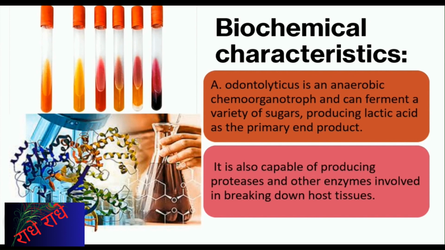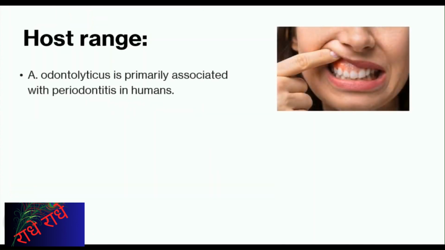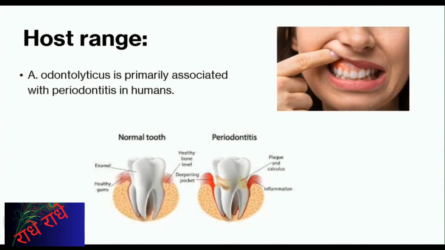Furthermore, it is capable of producing proteases and other enzymes that break down host tissues, allowing the bacterium to cause periodontitis. The bacterium odontolyticus is a non-spore-forming, non-motile, rod-shaped organism that is commonly found in dental plaque. This organism has been linked to the development of periodontitis in humans.